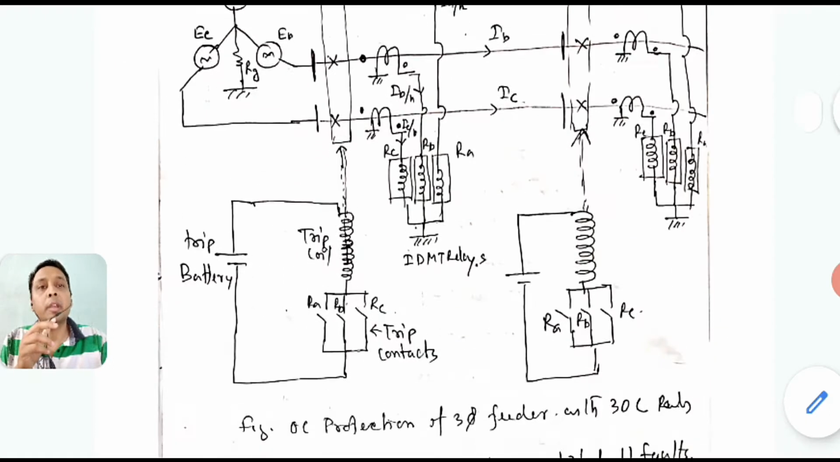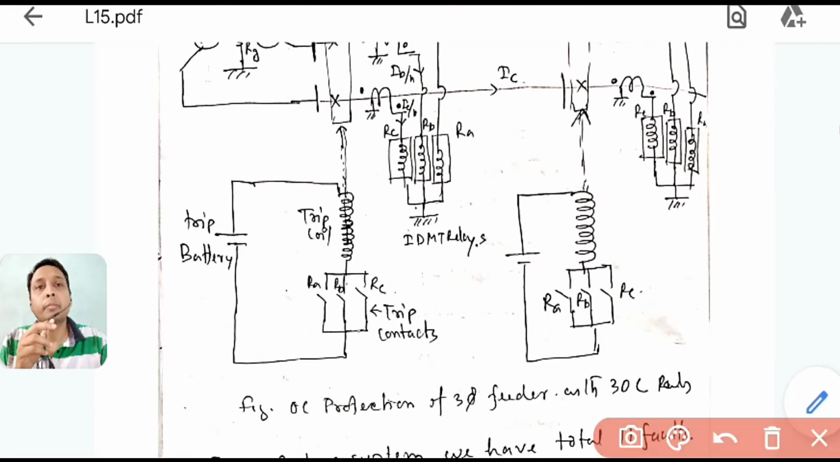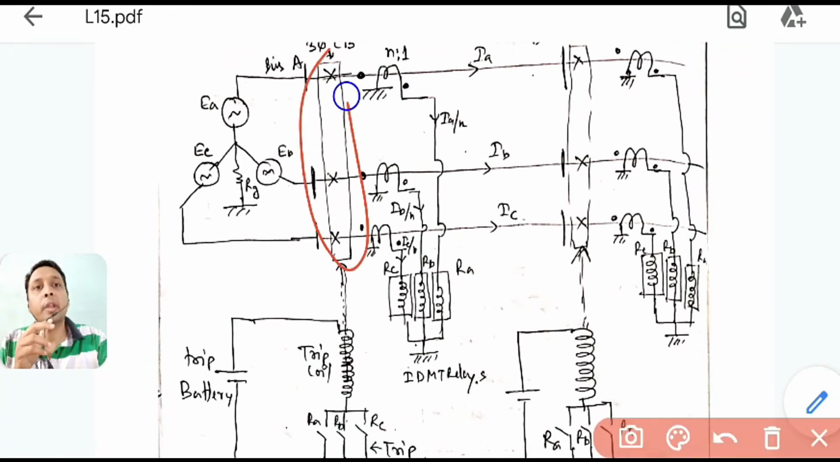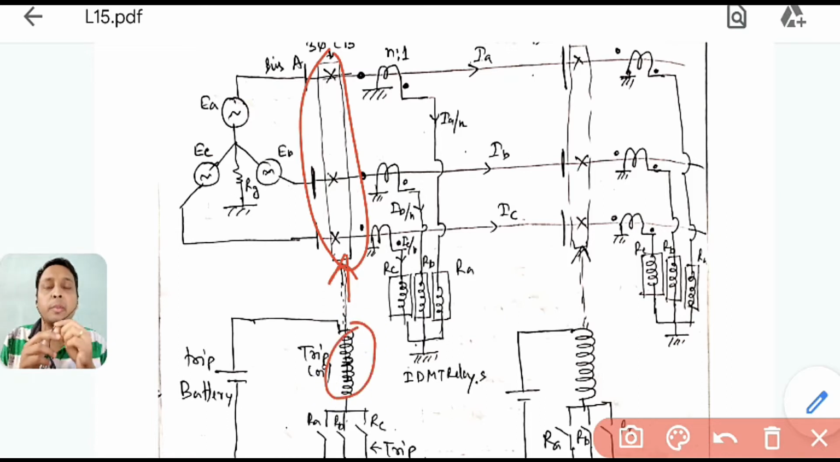And the trip circuit is something like this. This is your three-phase breaker. The trip command, or the plunger that will hit the trip contact to move out, is done through this trip coil. When this trip coil gets energized, it becomes a magnet, then it will pull or push this plunger. So it is the trip battery.